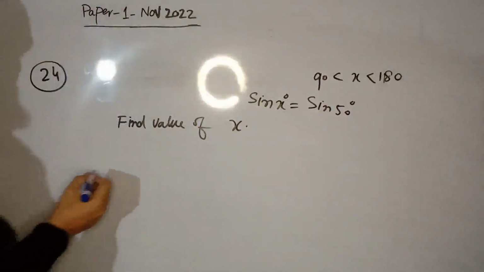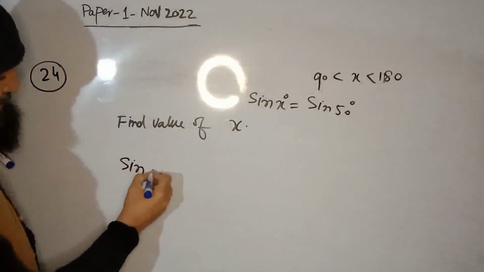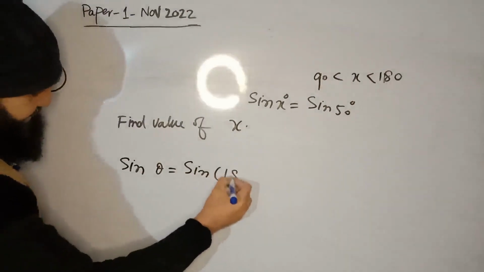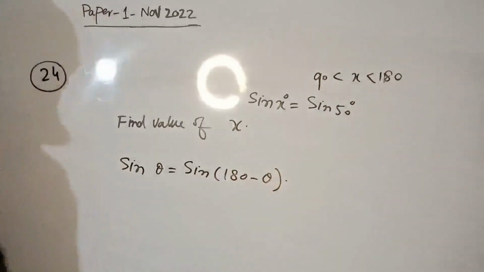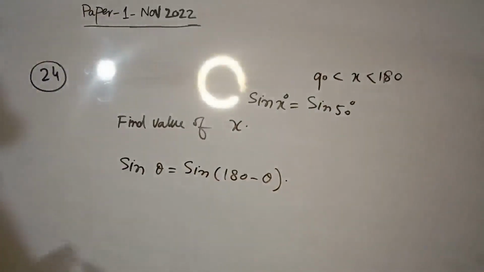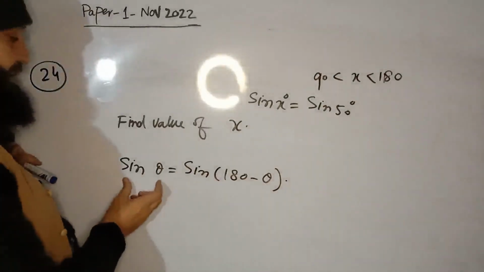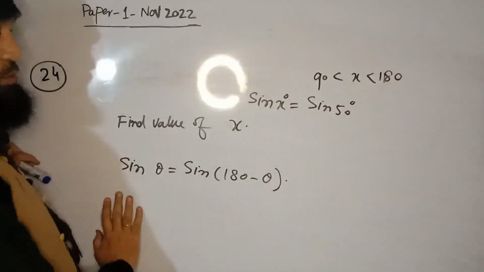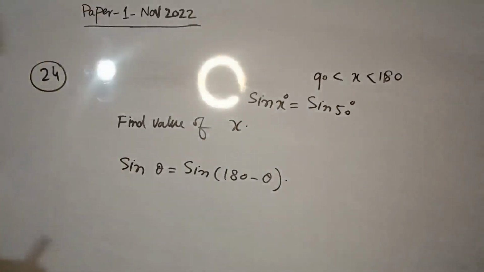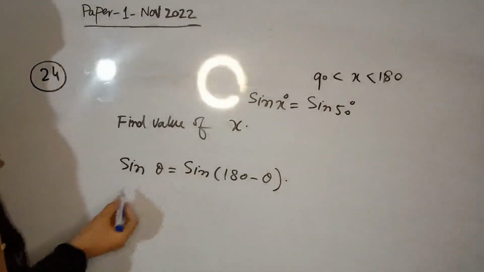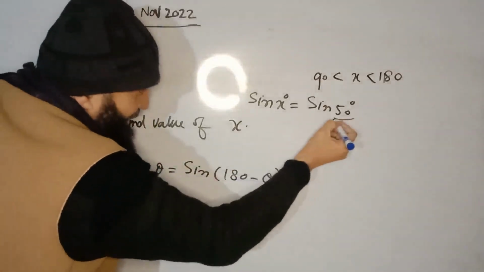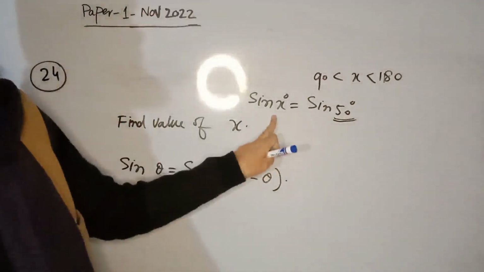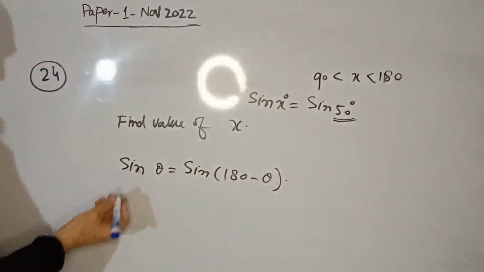We know a formula here that sin theta is equal to sine of 180 minus theta. If some angle is less than 90 and some angle is greater than 90, then their sines can be equal if they sum up to 180. So what will we add to 50 to get 180? It's 130, because 130 plus 50 is 180, therefore x should be equal to 130. That's it.